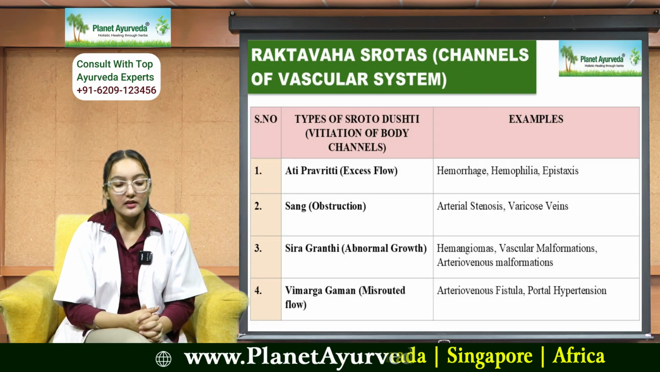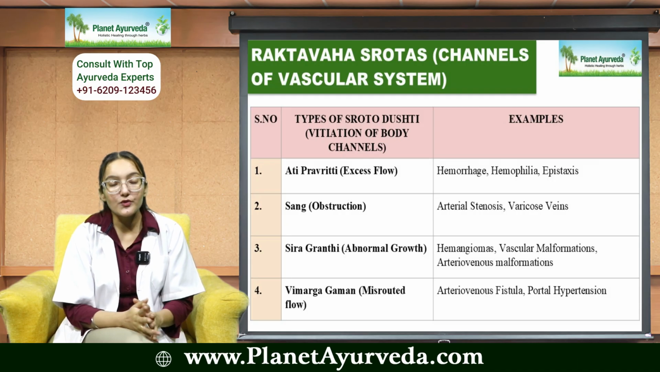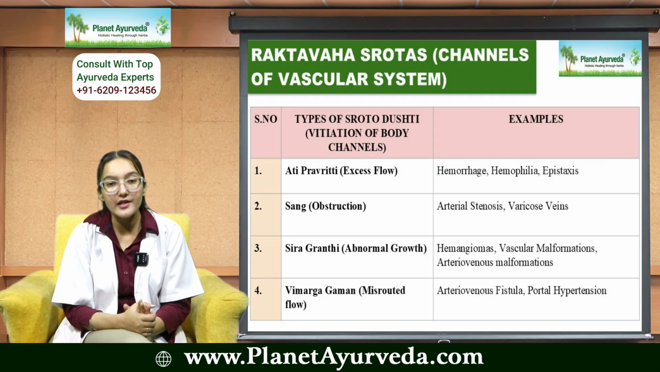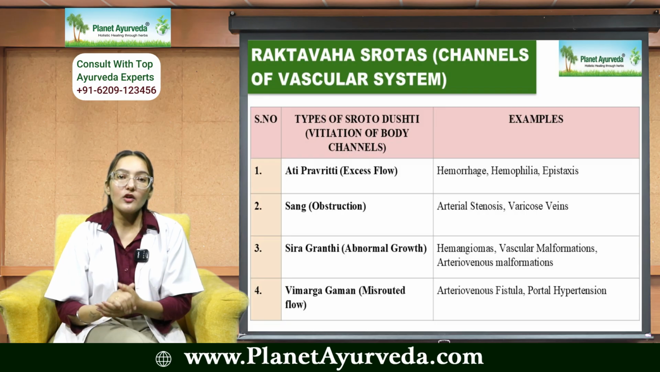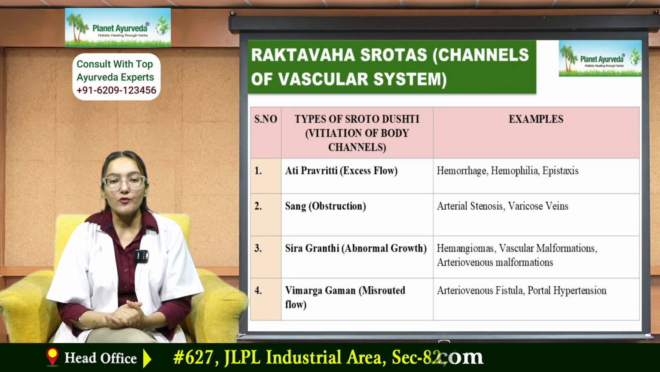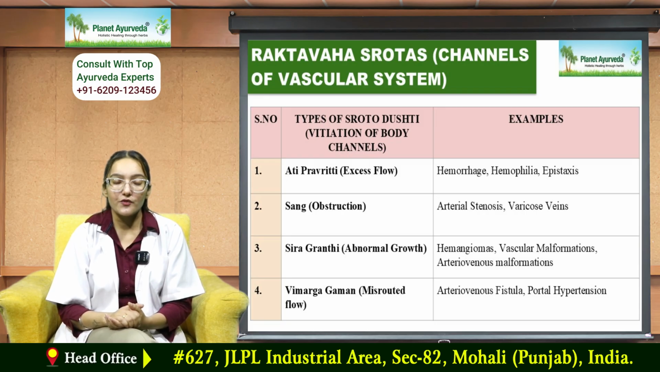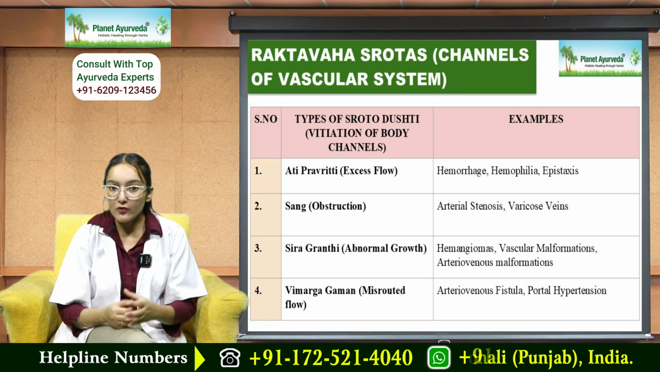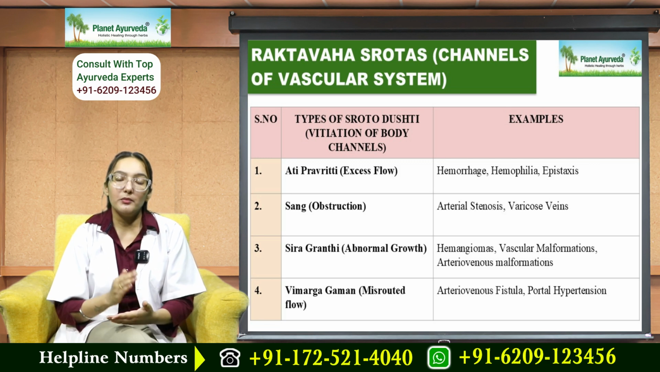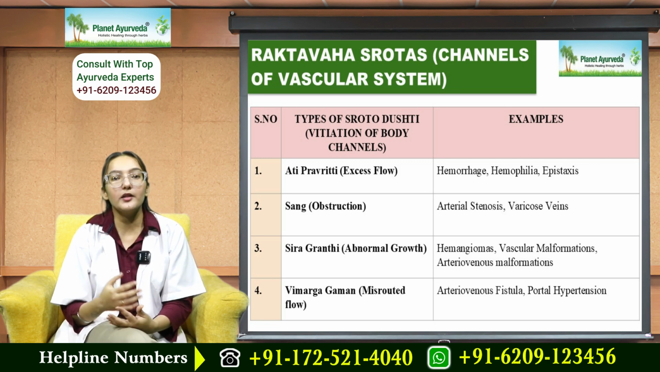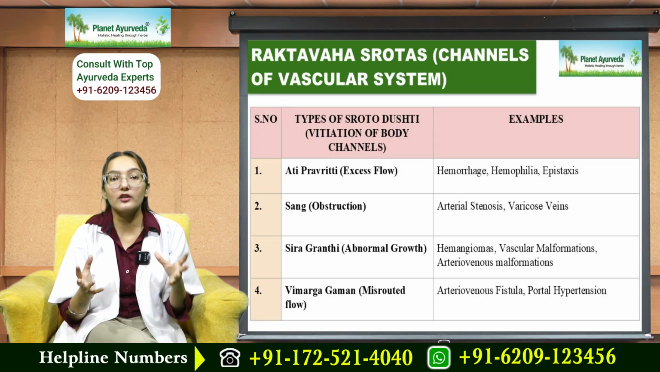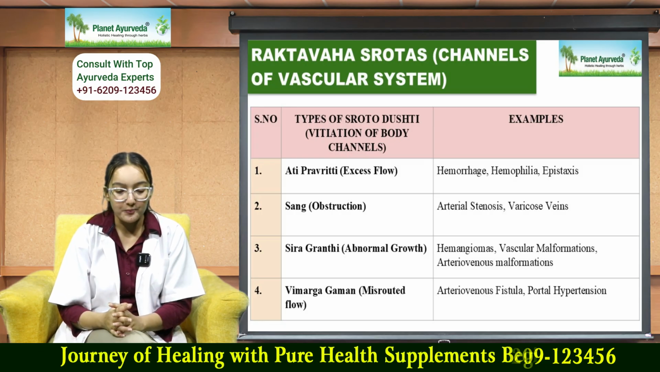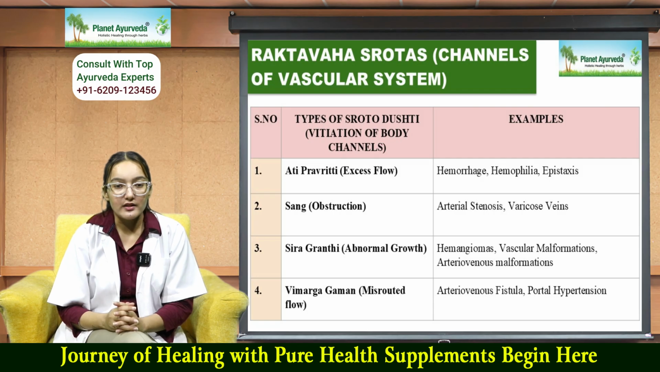Then comes Sanga or obstruction. Due to this, what happens? Arterial stenosis is basically a condition in which there is narrowing of blood vessels. Due to that, there will be stagnation of blood and rapid collection of cholesterol over there. The blood flow gets hampered, and there may be cholesterol deposition. Atherosclerosis may occur.